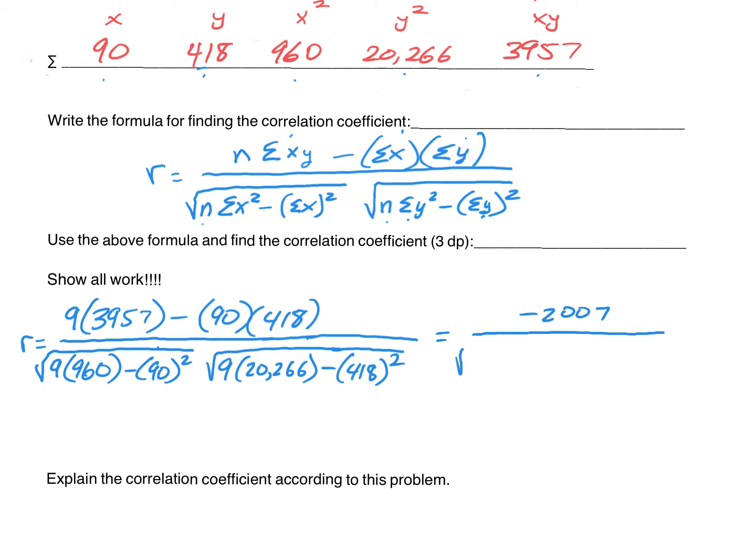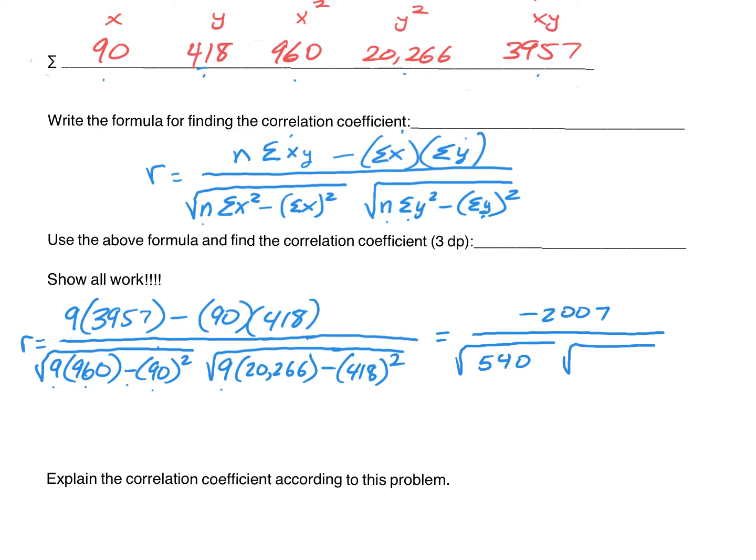Now on the bottom, I want you to plug in 9 times 960 and hit enter, and then hit a subtraction sign and hit 90 squared and hit enter. It'll spit out 540. Somebody in my last class goes, well, I got a decimal. No, you can't get a decimal. I don't want you to take the square root. Leave the square root symbol alone.